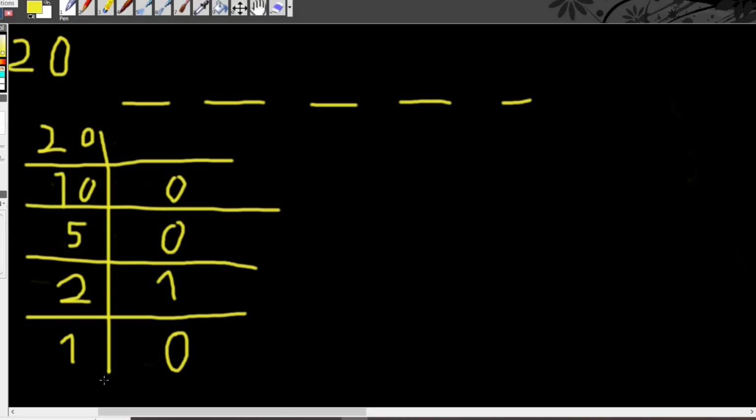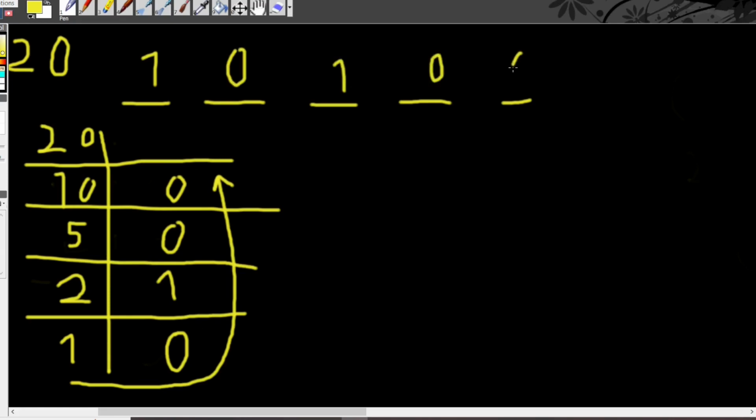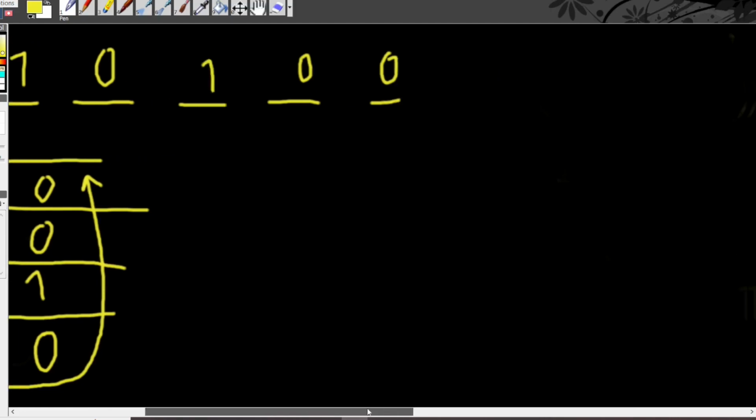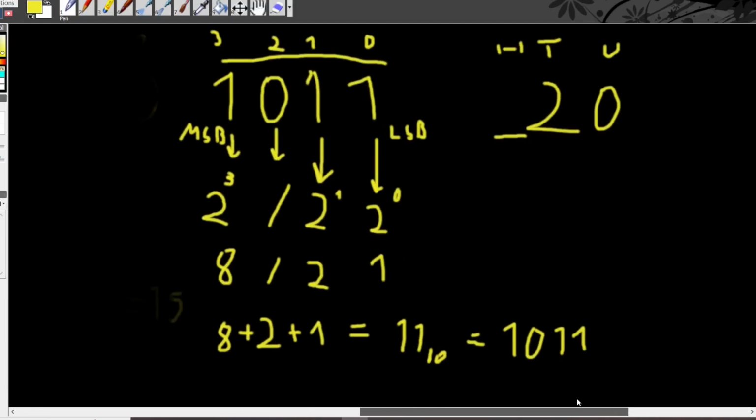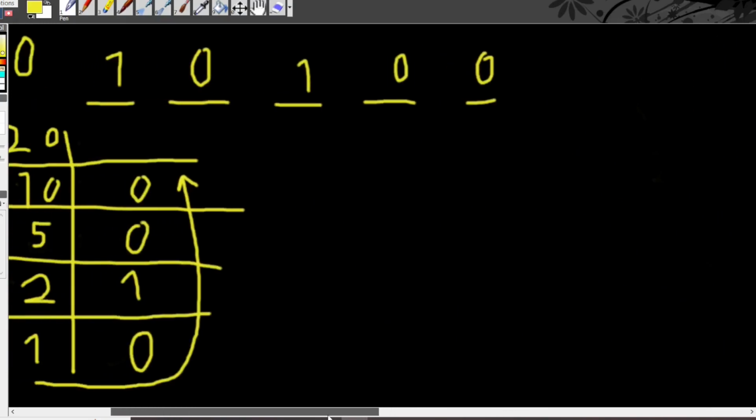Now, do you notice something? This sequence is of 1s and 0s, right? We take this and that gives us our binary number. So starting from here, being our most significant bit, we get 1, 0, 1, 0, 0. Now, again, from the steps we saw to convert binary to denary, we can test our theory out.